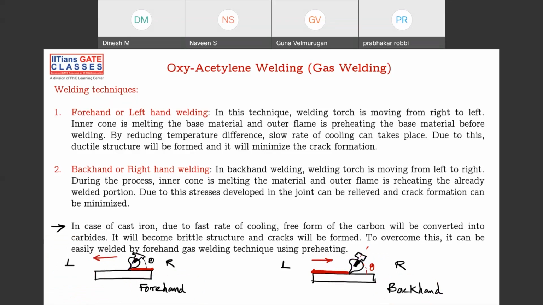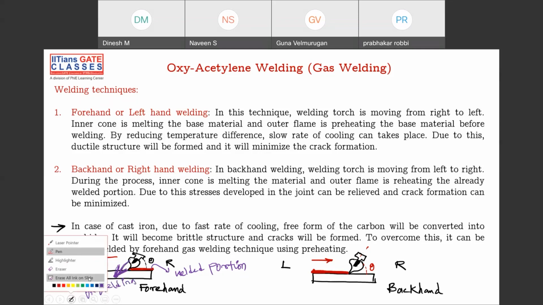And also here, if you see the flame, this is the already welded part. The red color part, whatever is seen here, is the already welded portion. Right now, the outer flame is towards the unwelded part. This is unwelded, right? It's not welded. What is the use of this? It is preheating the material.